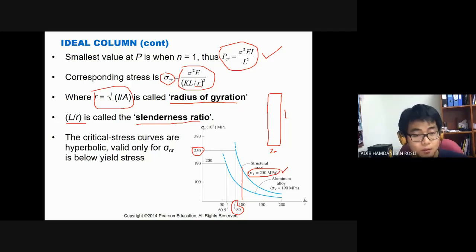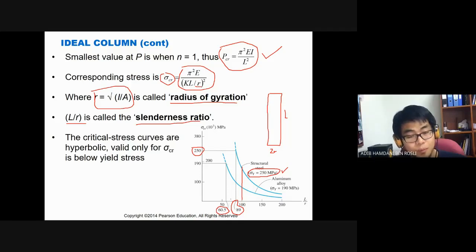Same goes for aluminum alloy. In this case, a slenderness ratio of 60.5 will reach the critical buckling stress of 190, here.